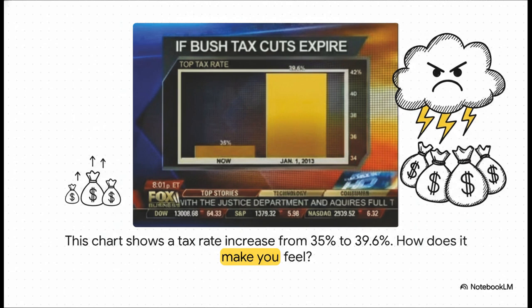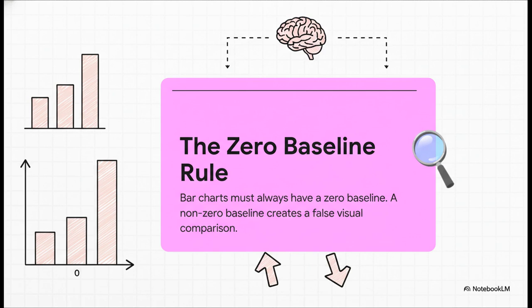That second bar looks huge, right? Like a massive jump. Well, that feeling brings us to a golden rule of data visualization. For a bar chart to be accurate, the y-axis, the vertical one, must start at 0, no exceptions. Why? Because our brains are hardwired to judge the value by the length of the bar. If you chop off the bottom, you create this massive visual lie.